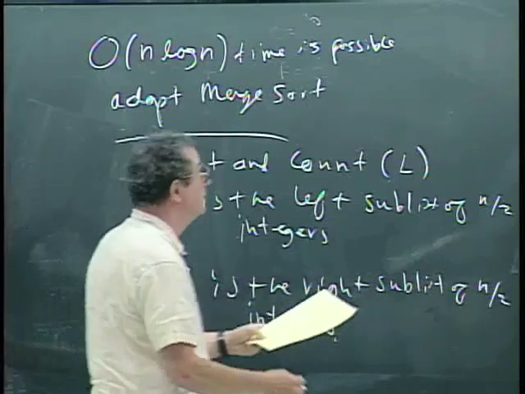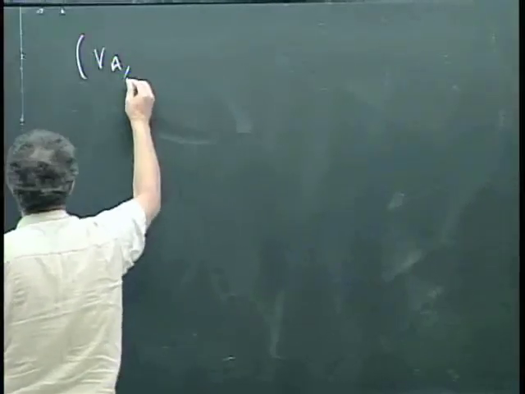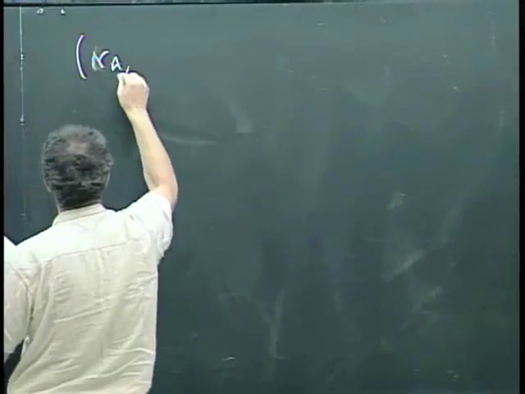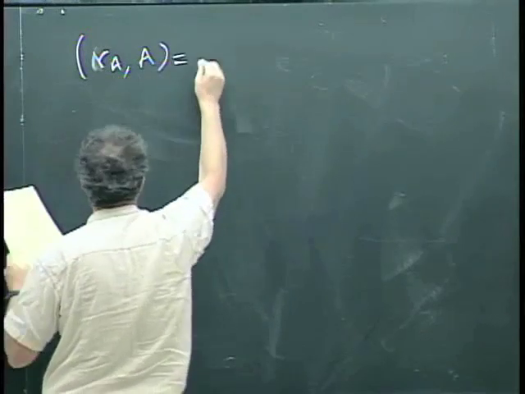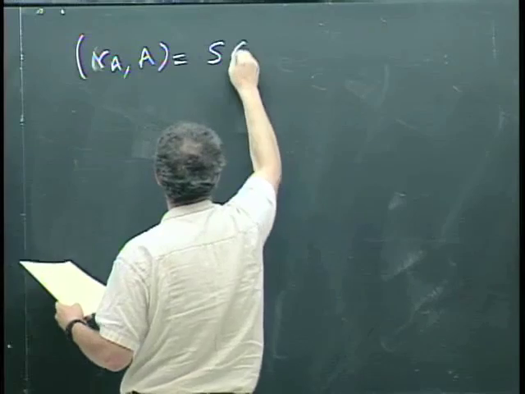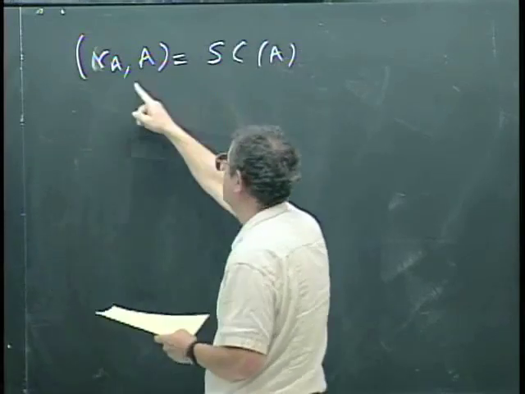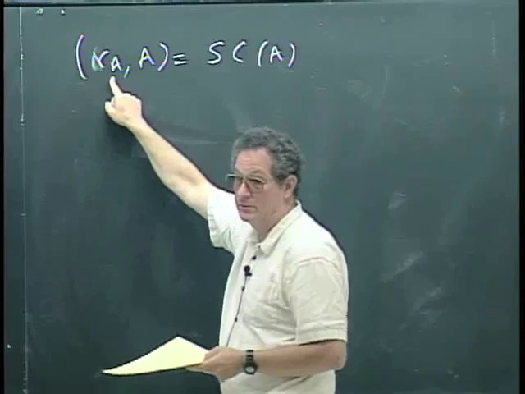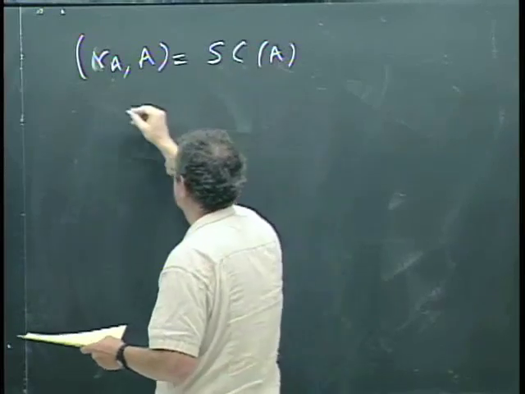So RA is the number of inversions in A alone. So this is what's being returned from sort and count, which I'll abbreviate that way. So you recursively figure out how many inversions are in A alone by recursively calling sort and count on A.